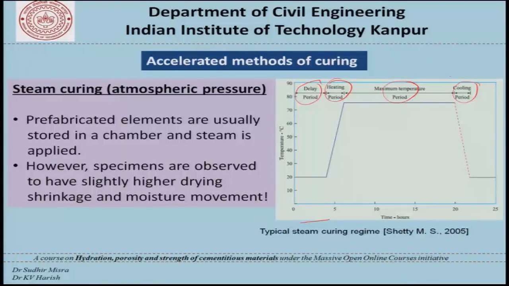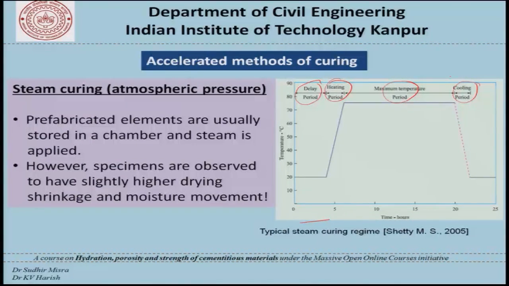Prefabricated elements are usually stored in a chamber and steam is applied. However, the specimens are observed to have a slightly higher drying shrinkage and moisture movement. So, these are things that we need to understand and keep in mind when we use steam curing.